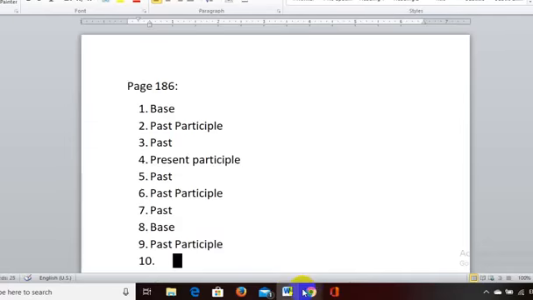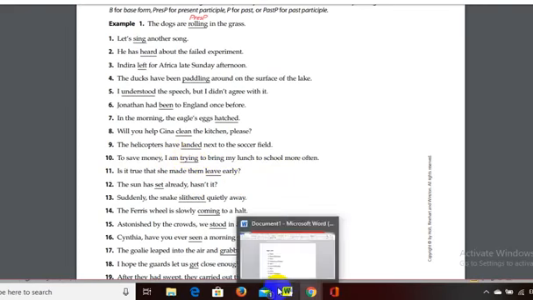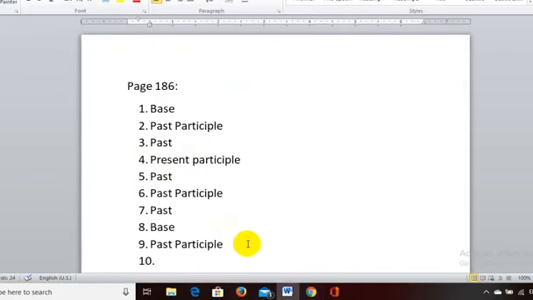Number 10. To save money, I am trying to bring my lunch to school more often. Trying. So trying is in which form? Yeah, the present participle form. Excellent. So we're going to write present participle.